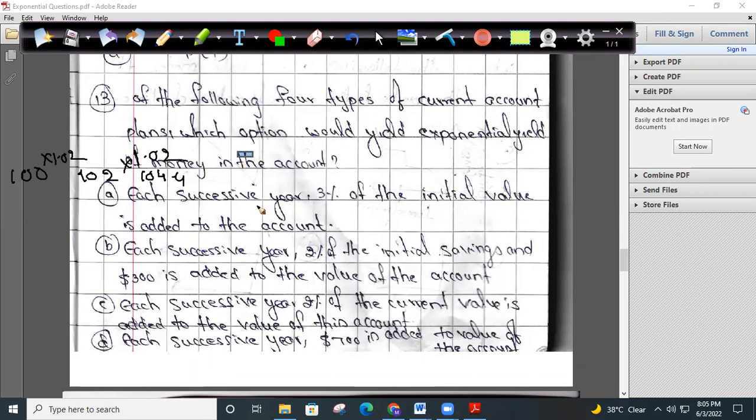Each successive 2% of the current value, x plus 2% of x, means x into 1.02. I'm multiplying with 1.02. 2% of x means 1.02. I'm multiplying with a number greater than 1. So definitely it will give an exponential yield.